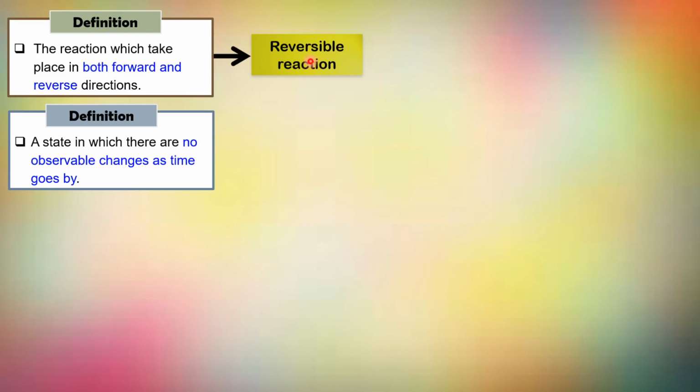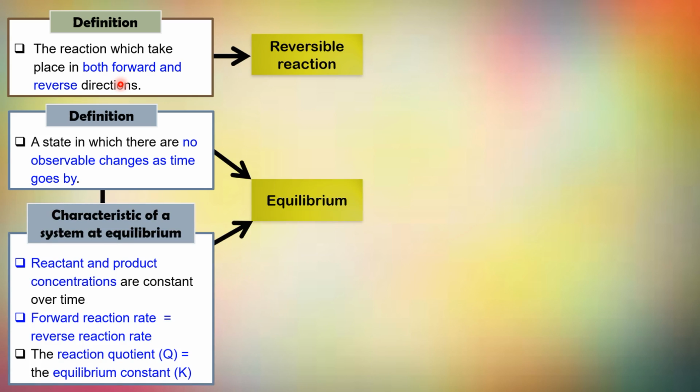Okay, next. Alright, so what we have already learned: we already learned about reversible reactions, that is, reactions which take place in both forward and reverse directions. We already learned about equilibrium, which refers to the state in which there are no observable changes as time goes by. How do we know that the system is at equilibrium? These are the characteristics of a system at equilibrium.